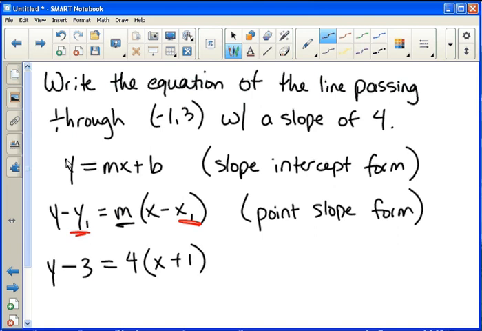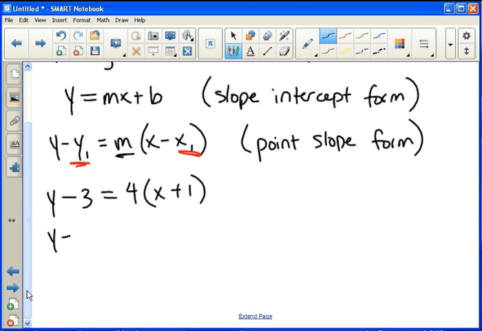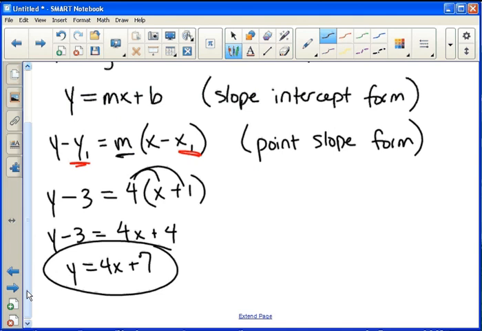So now all we have to do is simplify. Distribute the 4, so you get 4x plus 4, 4 times x, 4 times 1, and then add 3 to both sides. So if you're given a slope and a point, that's how I would recommend you find the equation.